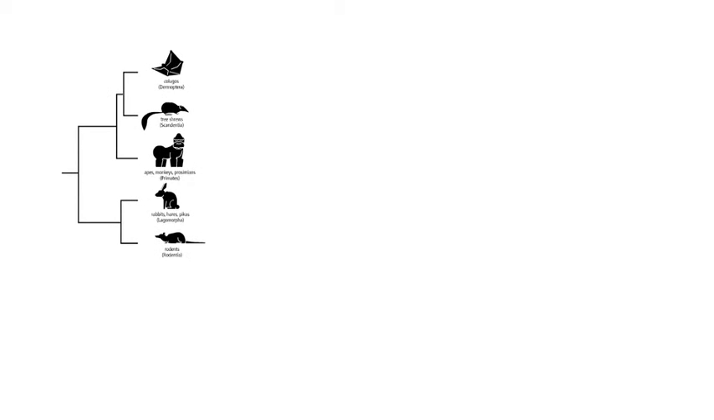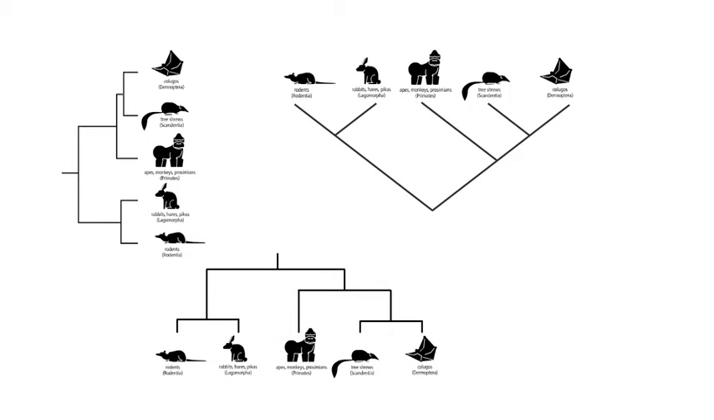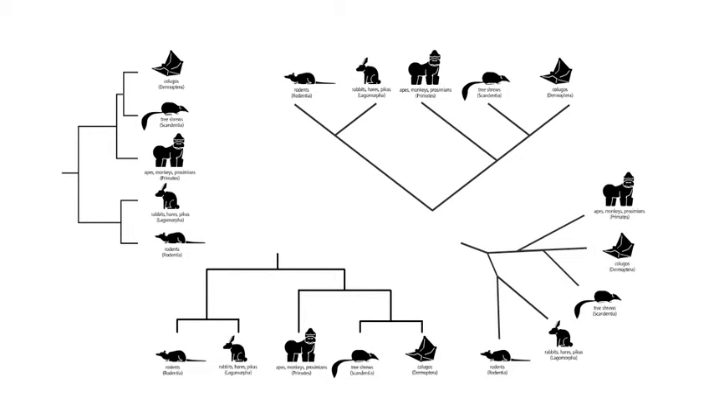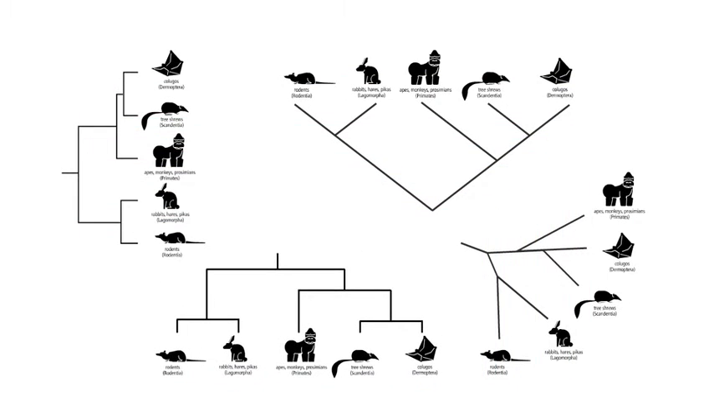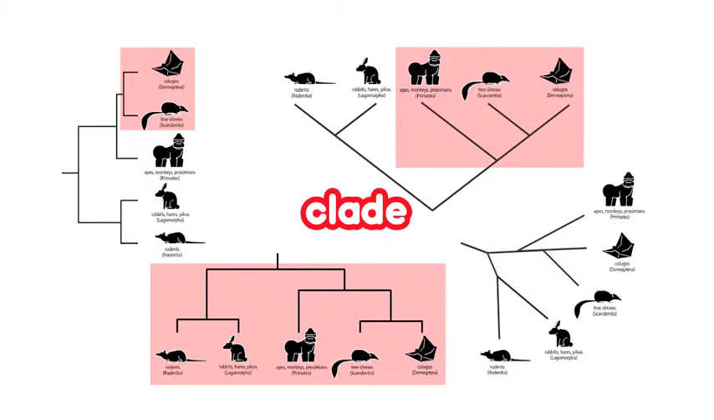Evolutionary trees can be drawn in different ways. Each style of a tree tells us about relatedness between organisms and their evolutionary history. Some evolutionary trees show the rate of evolutionary change by using a scale. A basic unit of any evolutionary tree is a clade. This is a group of organisms that includes an ancestor and all its living and extinct descendants. A clade is equivalent to a branch on an evolutionary tree.